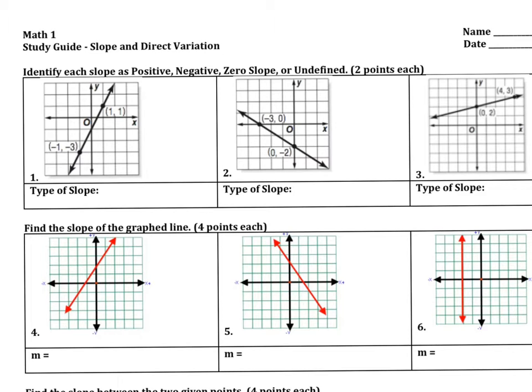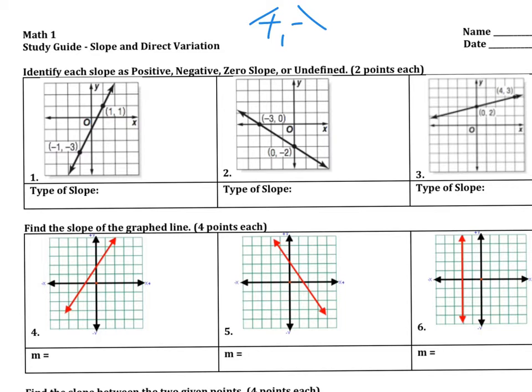So for determining whether the slope is positive, negative, zero, or undefined, I like to use Mr. Slope Man, so I'm going to draw him here. Remember, you read slope from left to right, so slopes that go up like that, Mr. Slope Man's left eye, are positive, and slopes that go down, slanting like that, are negative.